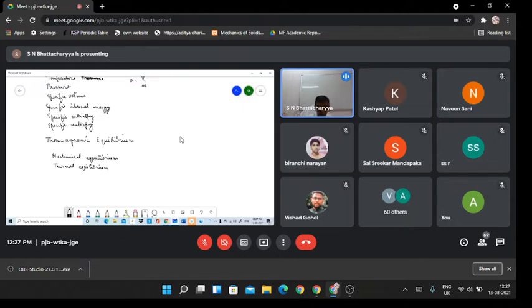Thermal equilibrium is when you have heat transfer. That heat transfer occurs because of temperature differences. So two systems are said to be in thermal equilibrium if they are at the same temperature. So thermal equilibrium is when there is no temperature difference between the system and the surroundings and between parts of the system.